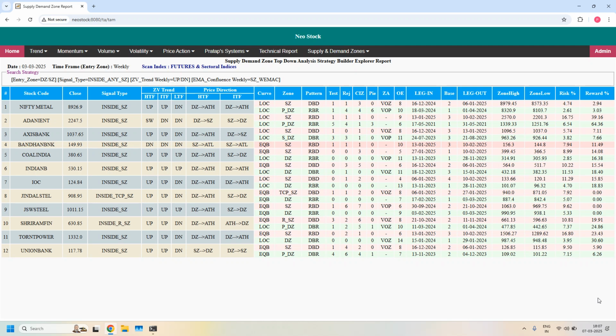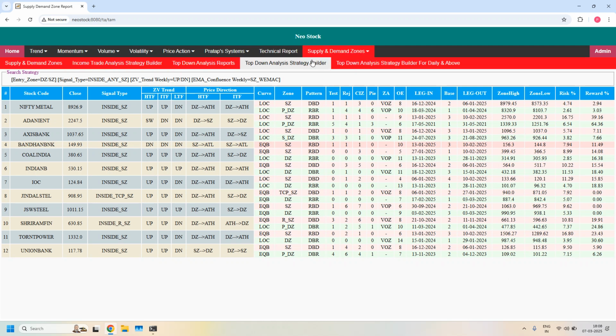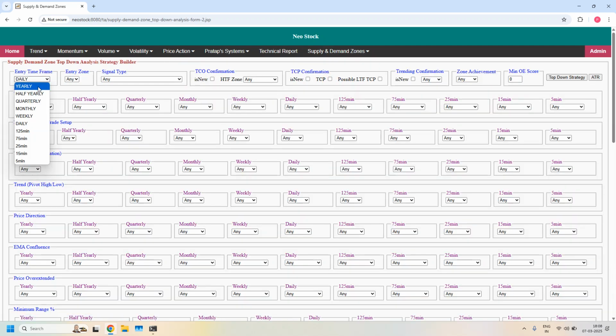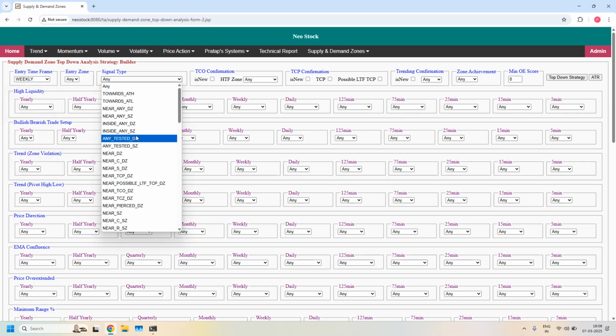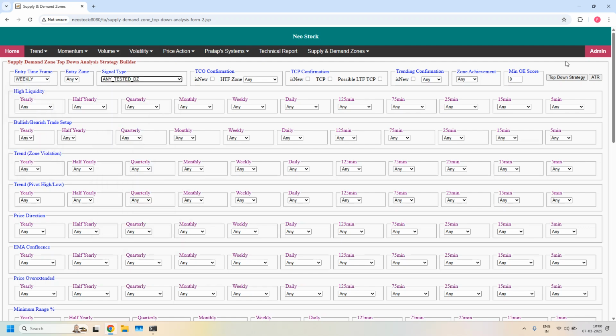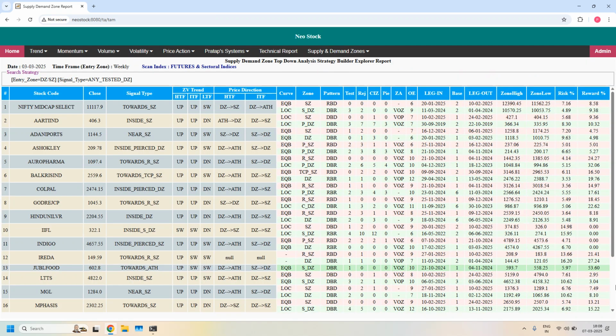So this is about weekly time frame. Price closed inside the weekly supply zones. Next, we will generate a few additional reports for weekly time frame. For weekly time frame, let us find the tested weekly demand zones during this week. So these stocks having weekly demand zones are tested during this week.